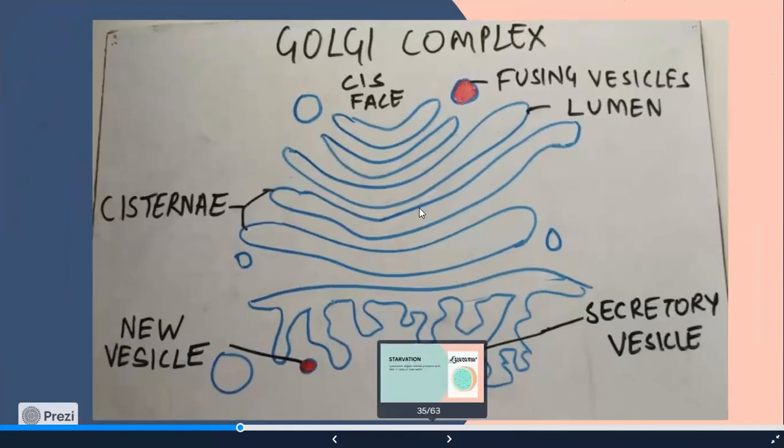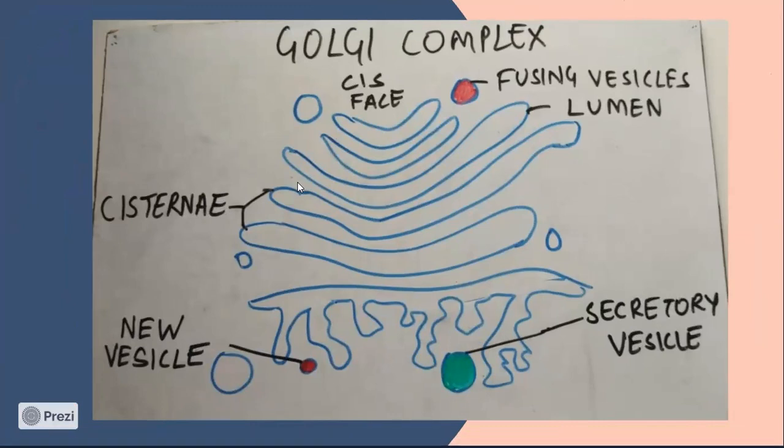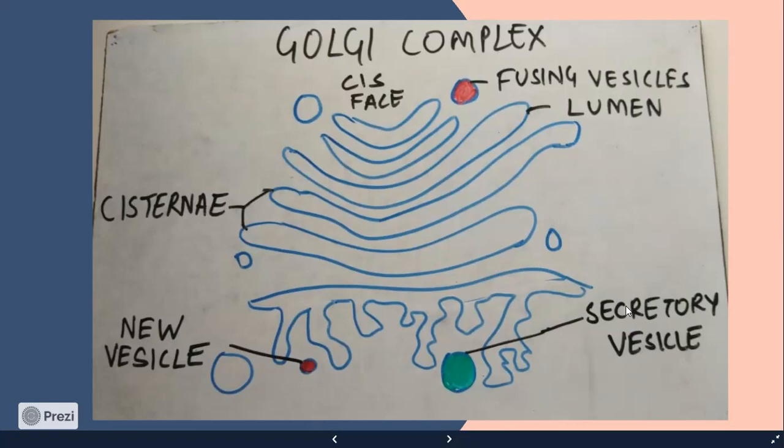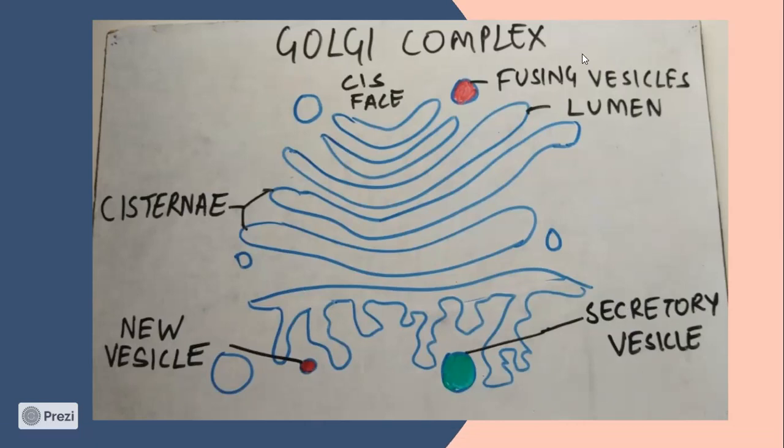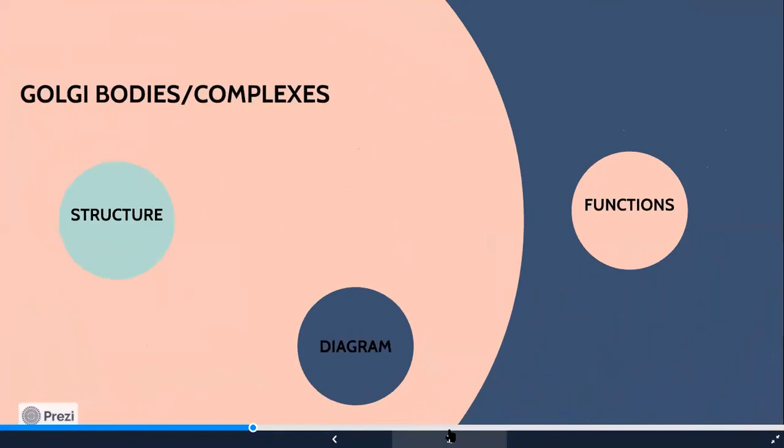Now, if you come to see the diagram, this is the cis face, that means the upper face. These flat sacs are called cisternae, and new vesicles, like I just said, are formed, and the substances that the cisternae is giving out, that means the product after it has been modified, are going to come out in the secretory vesicles or the new vesicles. And fusing vesicles, what are fusing vesicles? The raw materials come in through the fusing vesicles. So this is something we need to know about the structure of Golgi bodies.